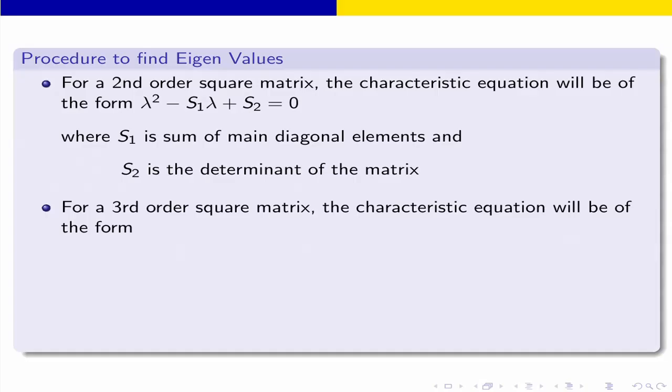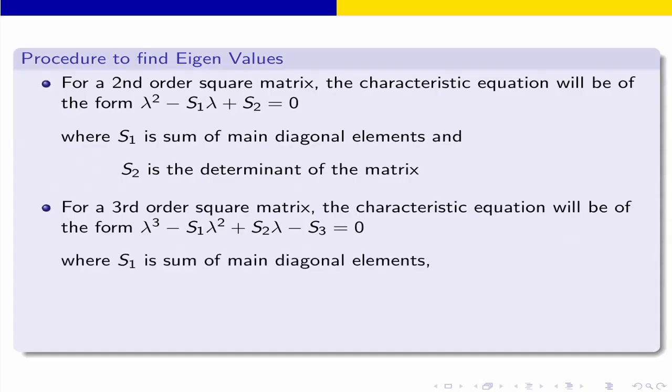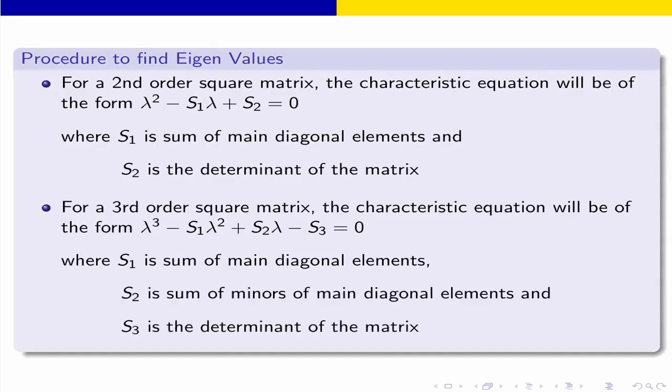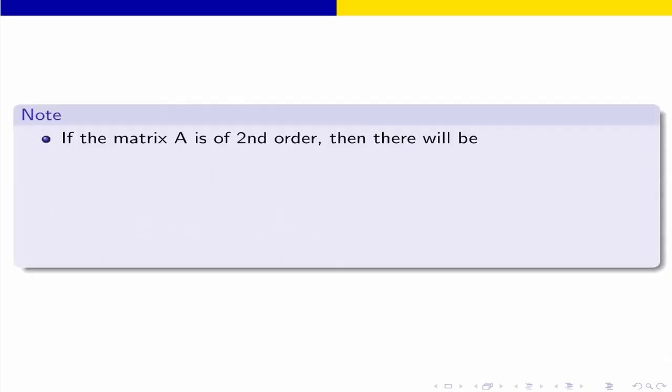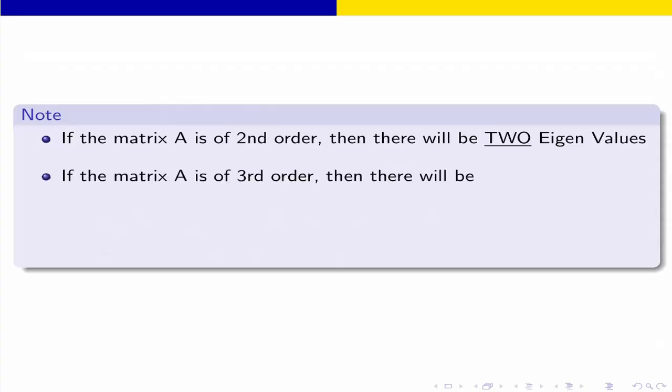Suppose it is a 3 by 3 matrix, so an order 3 square matrix, the characteristic equation is of the form lambda cube minus s1 into lambda square plus s2 into lambda minus s3 is equal to 0. Here s1 is the sum of the main diagonal elements, s2 is the sum of the minors of the main diagonal elements, and s3 is the determinant of the matrix. So if the matrix A is of second order, there will be 2 eigenvalues. If the matrix A is of order 3, there will be 3 eigenvalues.